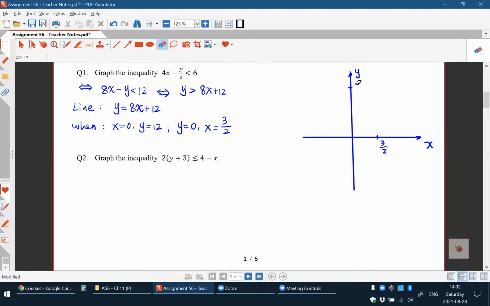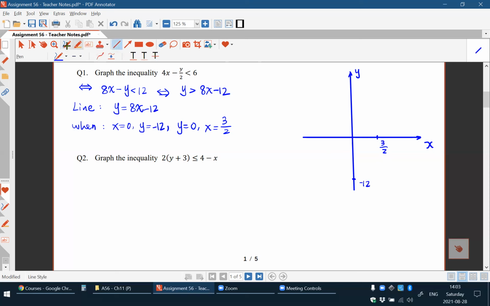Sorry, it's not 12. It should be negative 12. Sorry, there's a typo. Should be negative 12 here. So when x is 0, y is negative 12, right? So next, negative 12 is here.